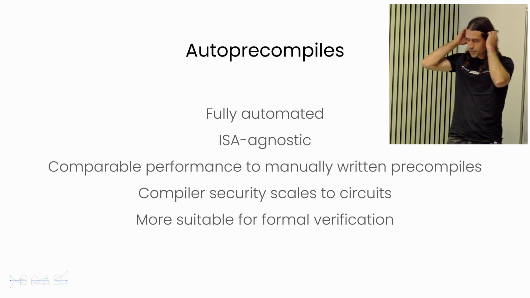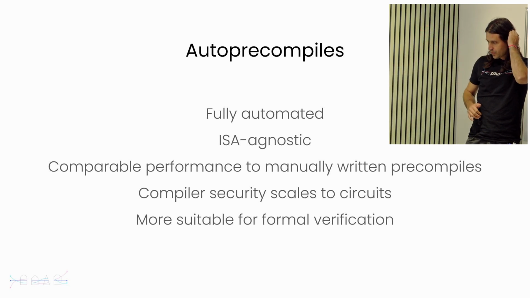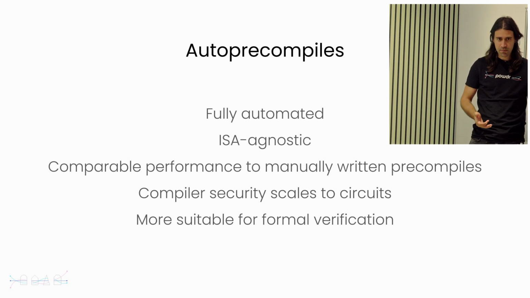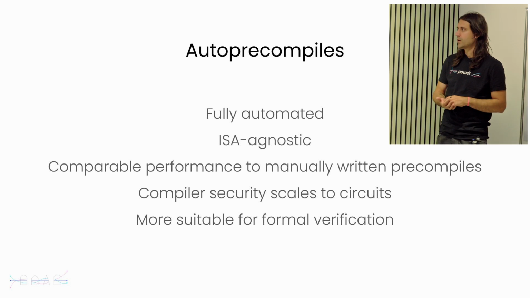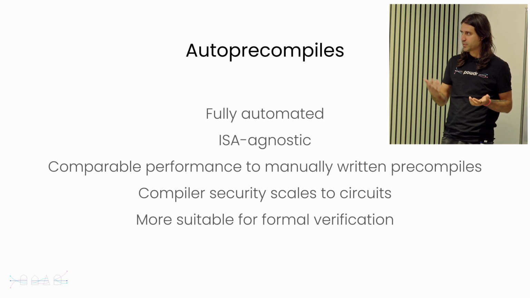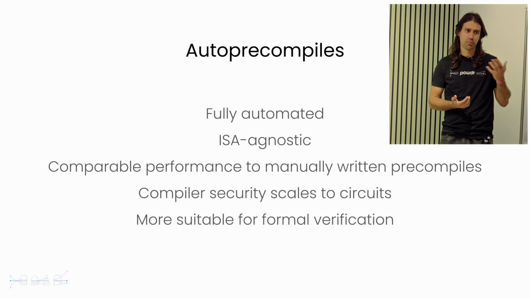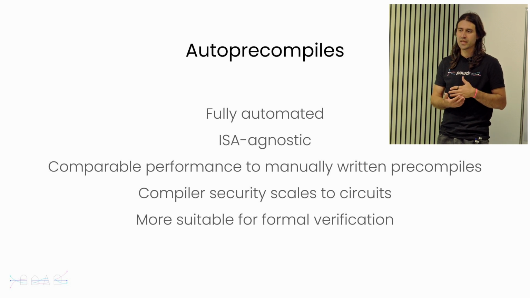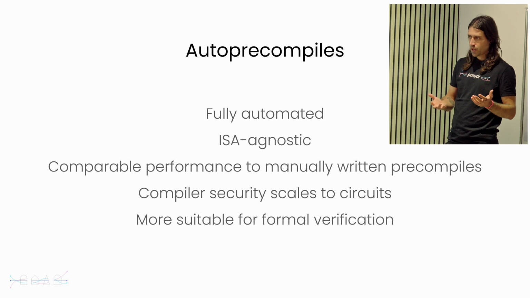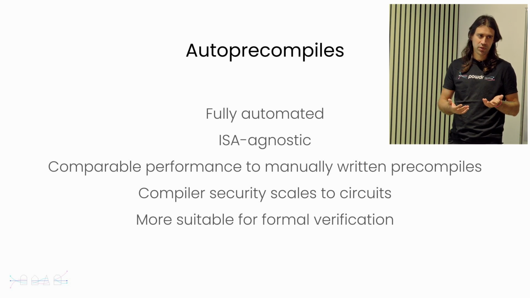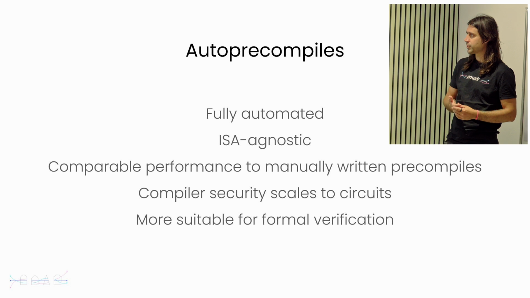So auto precompiles is an optimizer, an optimization feature that we wrote that basically does that. And it's fully automated. There's no human input. It's agnostic to the ISA. It only needs very little information about the ISA. Doesn't matter if it's RISC-V, WASM, whatever. It only needs to know what branching instructions are. And the encoding of the program needs to be a normal binary encoding. Not that it can't be done otherwise. It's just the easiest to integrate.